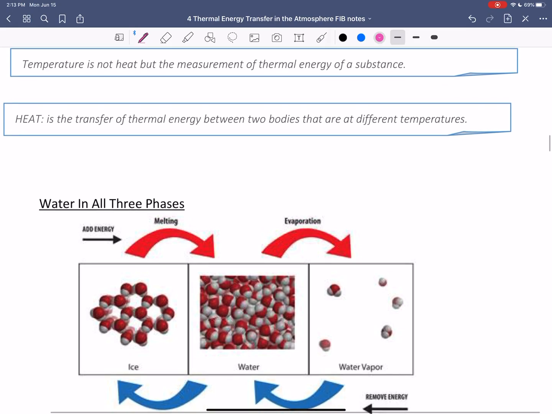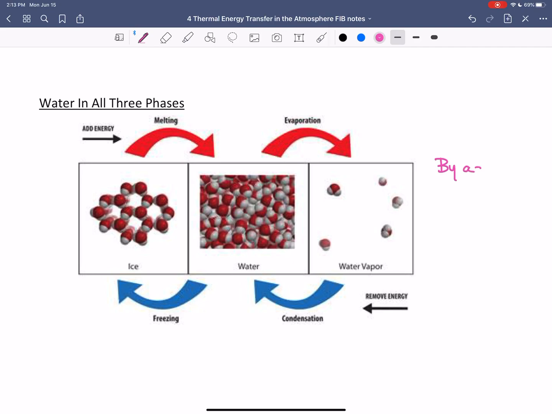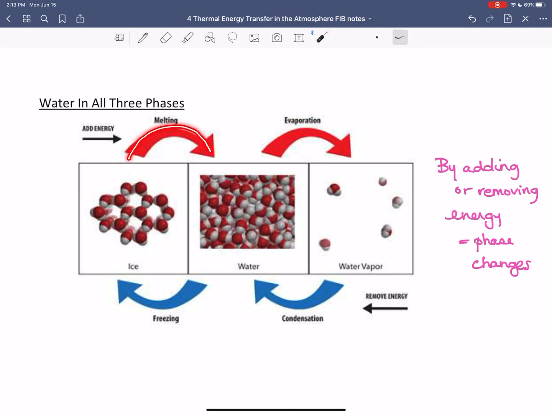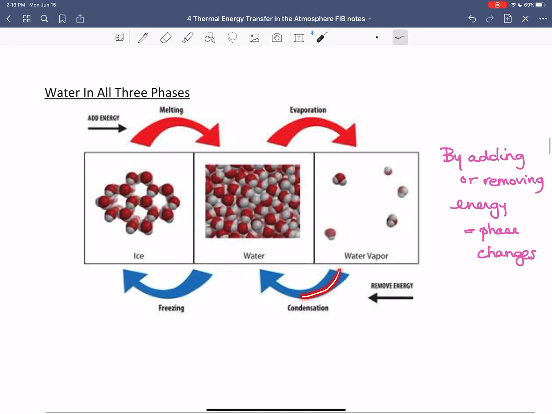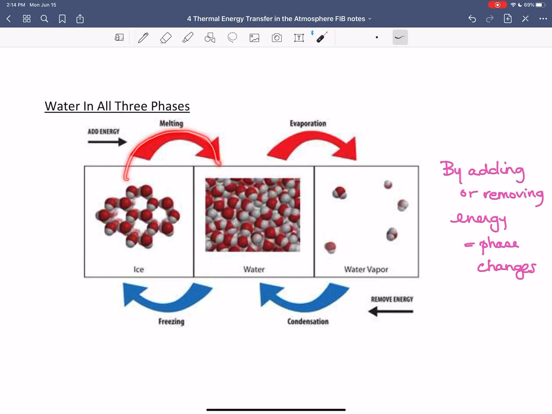So now we have water in all three phases right here, and by either adding or removing energy, I get these phase changes. So here we have some heat, a transfer of energy in one direction or the other. If I add energy, I melt ice and I evaporate water into a gas. If I remove energy, then water vapor will turn into liquid and liquid will turn into ice.